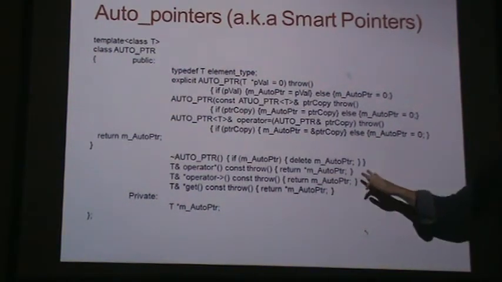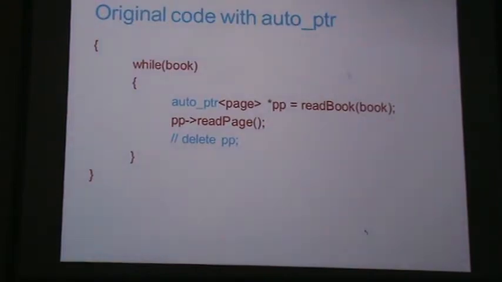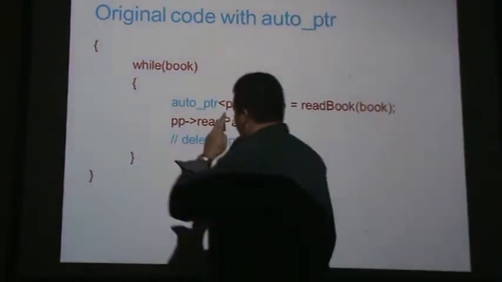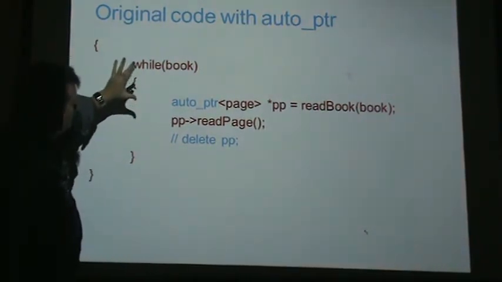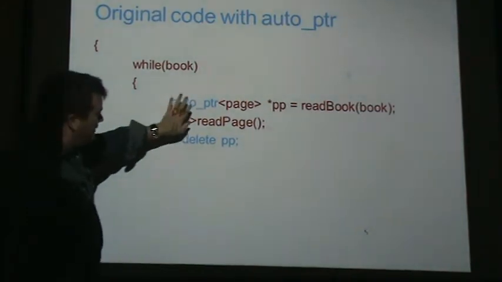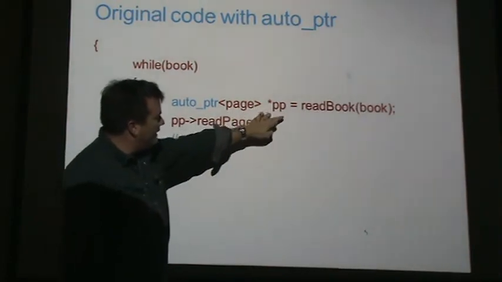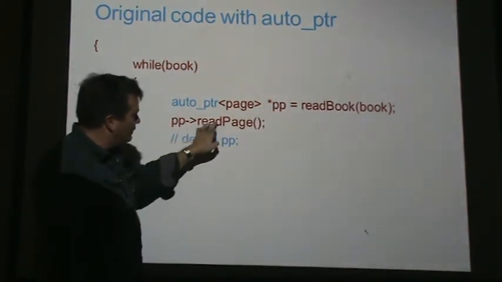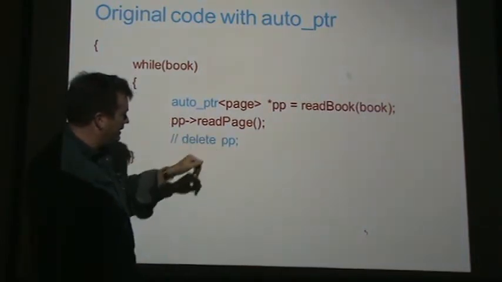This is basically saying we can declare anything of this pointer by doing something like this. So let me first use it in an example, and then we'll look at the code that's going on behind the scenes. So this is a solution to the problem before. We used to say we had a pointer, we'd get a page from the book, then we'd start reading the page. And if an exception occurred, we couldn't do the delete.